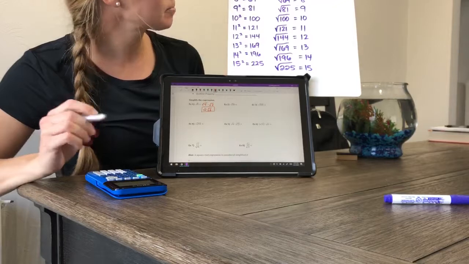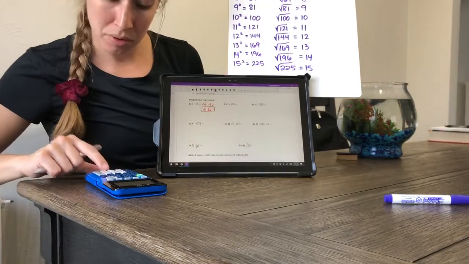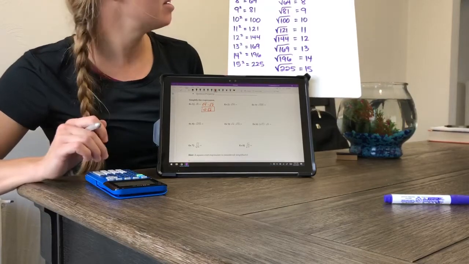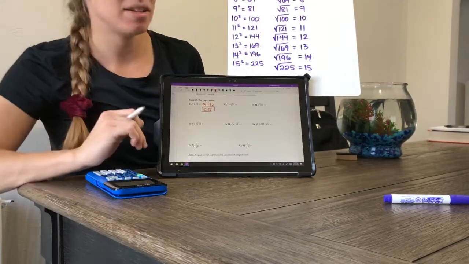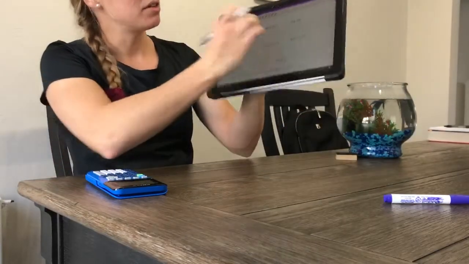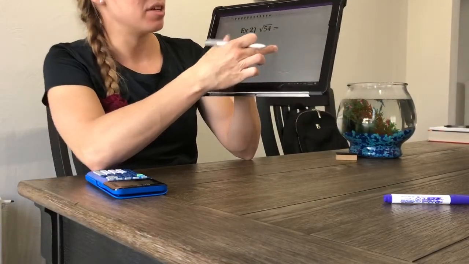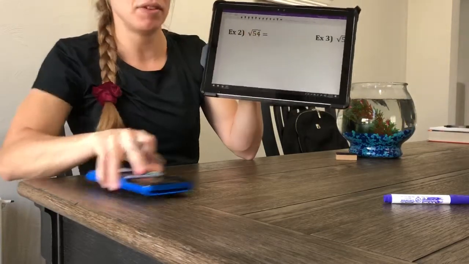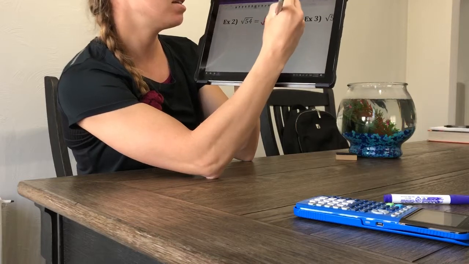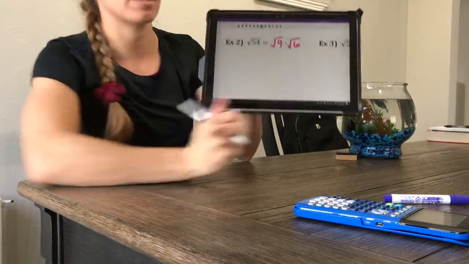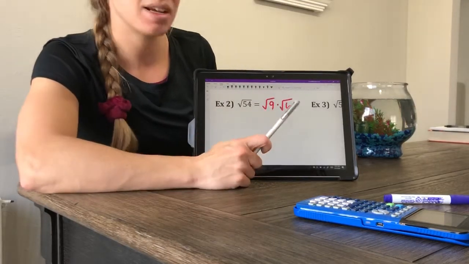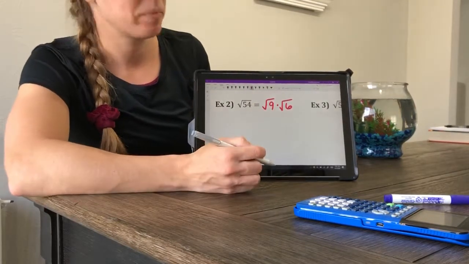But 54, if you were to go through, guess what? Oops, I typed it twice. 54 divides by 9. So 9 is a perfect square factor of 54. To simplify this radical expression, we are splitting that 54 into 2 factors: the square root of 9 times the square root of 6. Okay, because 9 times 6 is 54. So the square root of 9 times the square root of 6 is the square root of 54.